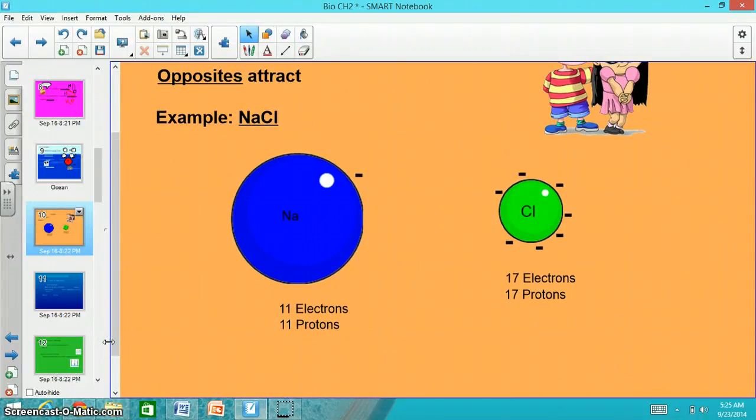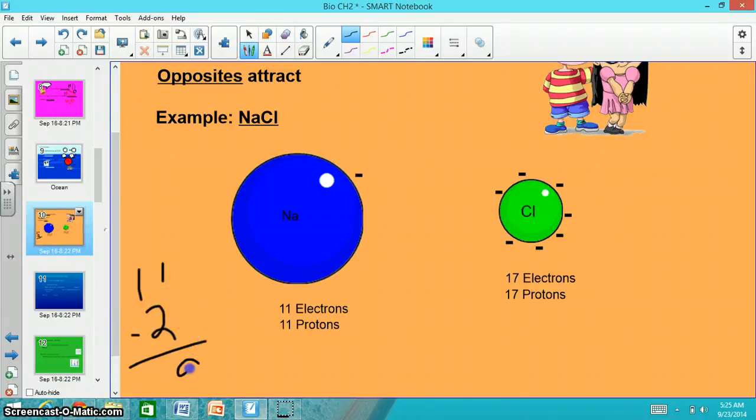Sodium has 11 electrons, 11 protons. Okay, 2 are in its first level. So if we look at that, we've got 2 electrons. Okay, 11 minus 2, we end up with 9. It's got 8 in its next level. We end up with 1. So it's got 1 valence electron. Okay, chlorine, if we're not going to do the math, has 7 valence electrons. Okay, both of them need 8 to be happy.